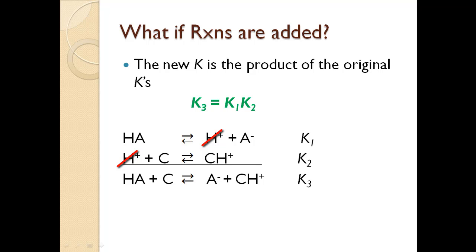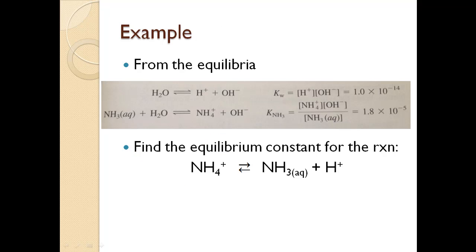To convince yourself that all this cancels out, because basically what you're doing is adding reactions up, notice that the H plus in K1 and K2 cancel out. So what you're left with is HA plus C in equilibrium with A minus plus CH plus. So let's do an example to make sure that we understand.